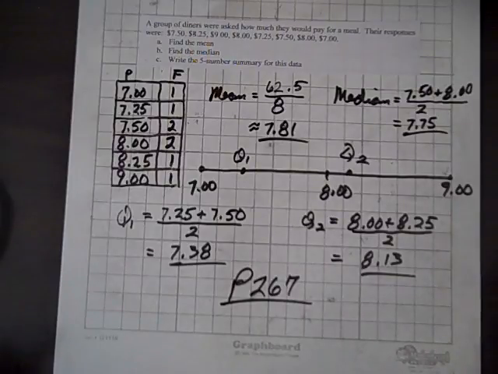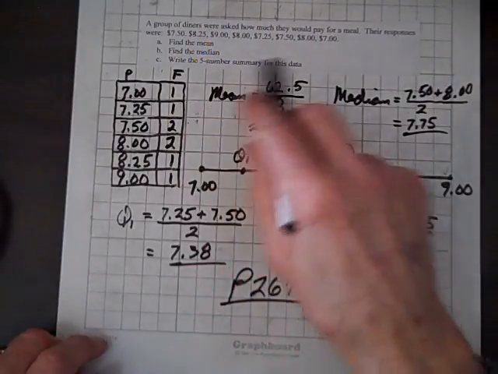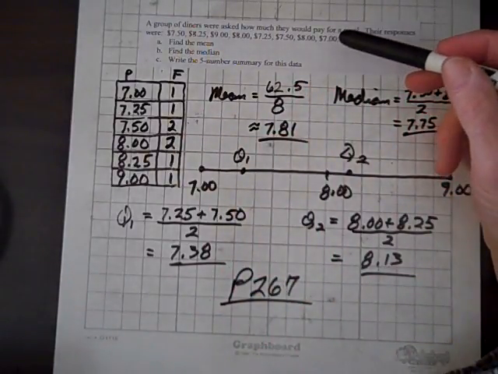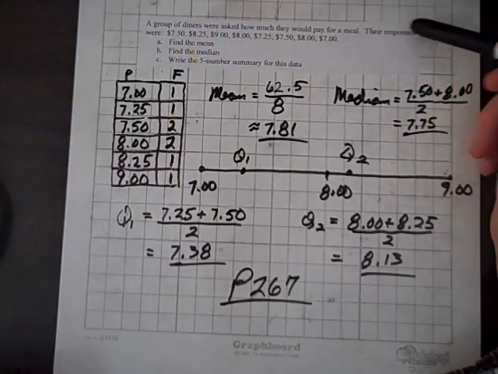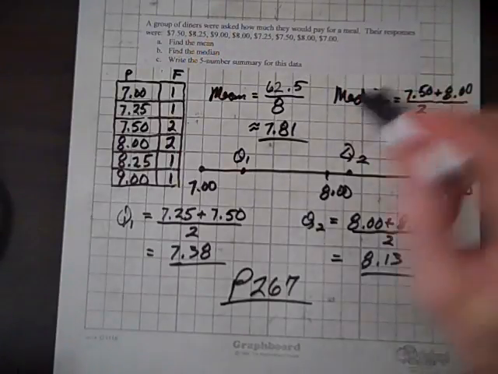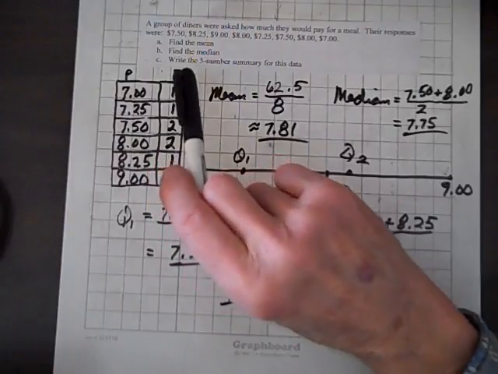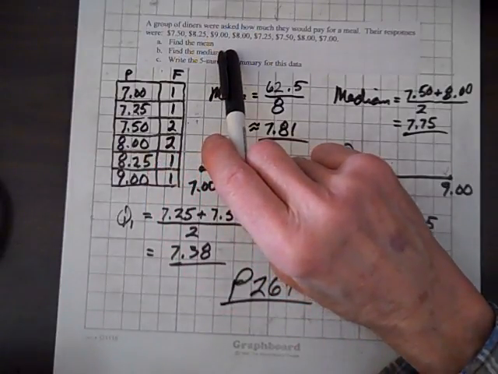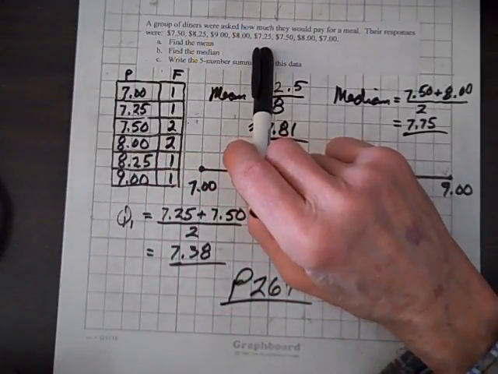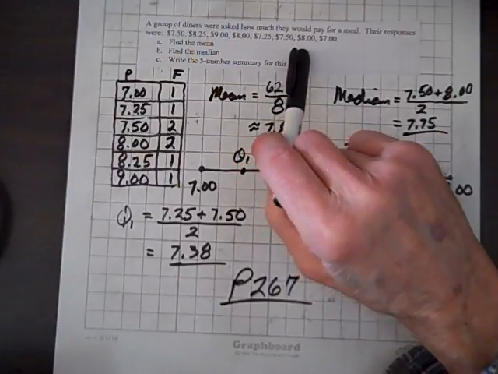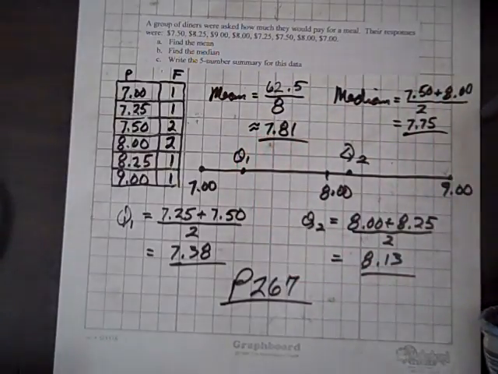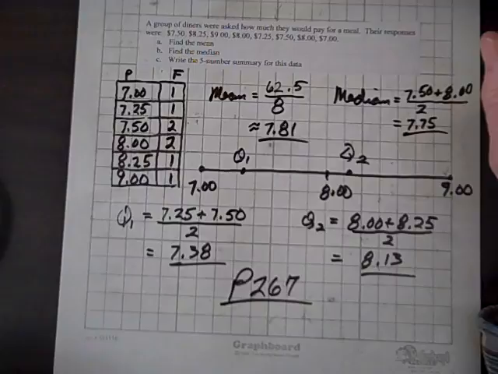For our next question, we have a group of diners, and they were asked how much they would pay for a meal. Their responses were in order: $7.50, $8.25, $9, $8, $7.25, $7.50, $8, and $7. So we have three things we have to do. The first is to find the mean.